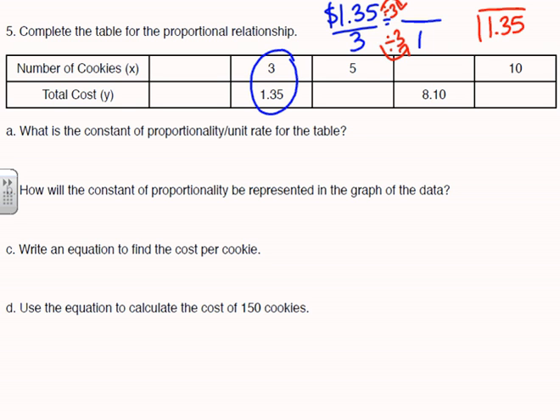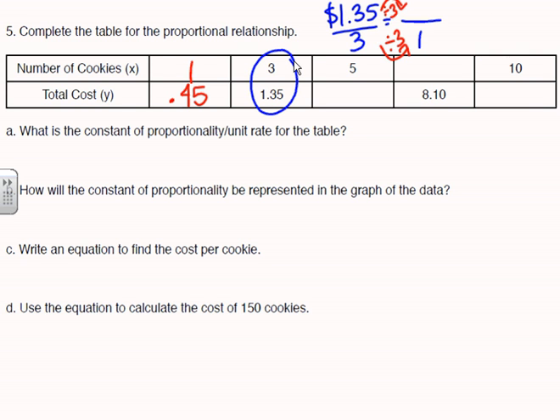So we're going to do $1.35 divided by 3. Okay, decimal's going to stay in the same spot. 3 goes into 13 4 times, and 3 goes into 15 5 times with no remainder. So that tells me that for 1 cookie, it will cost 45 cents. Okay, so 45 hundredths of a dollar.